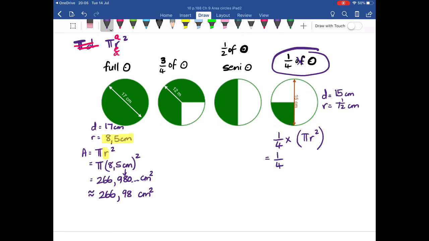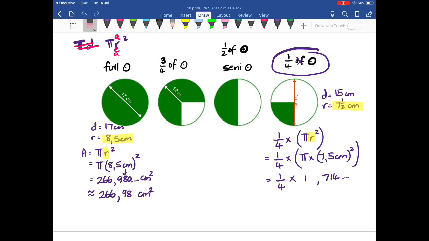So let's have a look. I'm just going to copy down a quarter multiplied by pi times my radius. So you see, if I've written it down, all I'm going to do is substitute, which is going to be 7,5 centimeters. I'm going to square that. And if I put that in my calculator, I'm going to get a quarter multiplied by that, which in my calculator will give me 176,714 and so on. I do not round until I get to the last step.